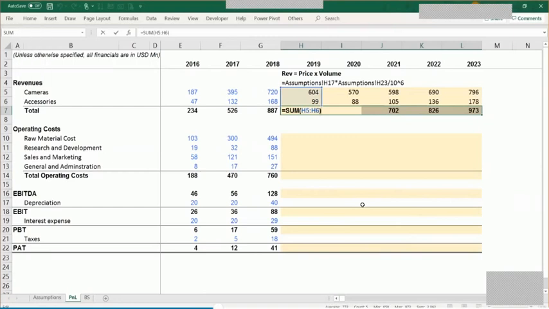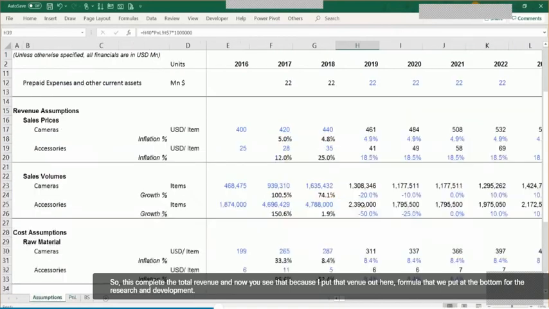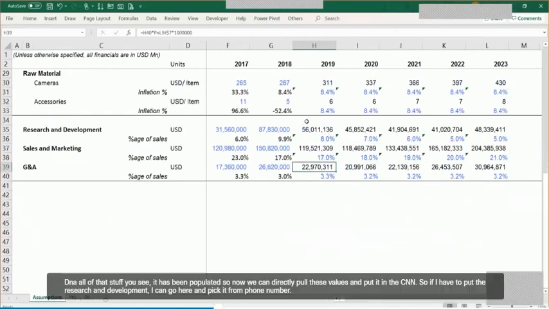So this completes the total revenue. And now you see that because I put the revenue out here, the formulas that we put at the bottom for research and development, sales, marketing, and G&A, all of that, you see, has been populated. So now we can directly pull these values and put them in the P&L.